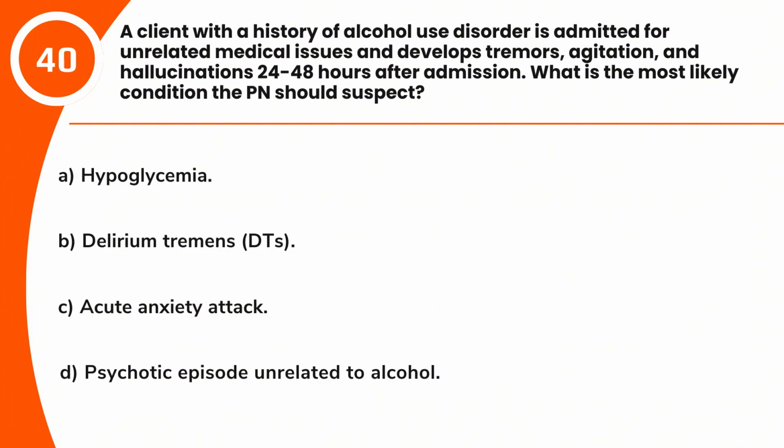Question 40. A client with a history of alcohol use disorder is admitted for unrelated medical issues and develops tremors, agitation, and hallucinations 24 to 48 hours after admission. What is the most likely condition the PN should suspect? A. Hypoglycemia. B. Delirium tremens, DTs. C. Acute anxiety attack. D. Psychotic episode unrelated to alcohol.